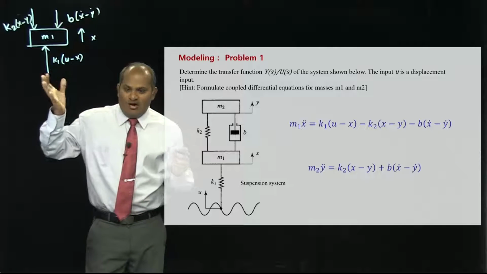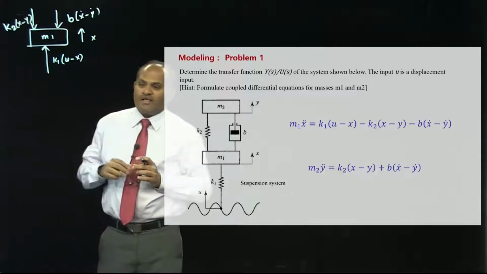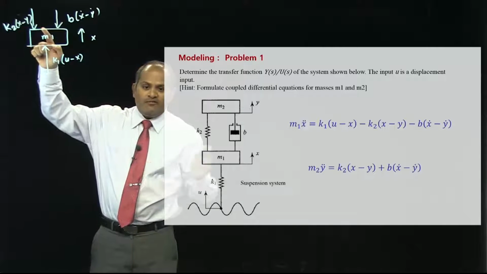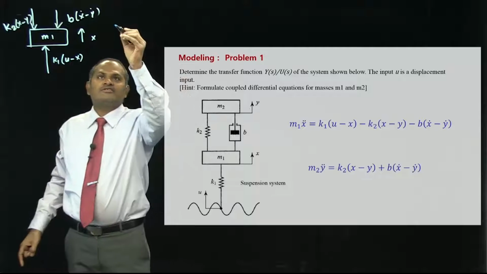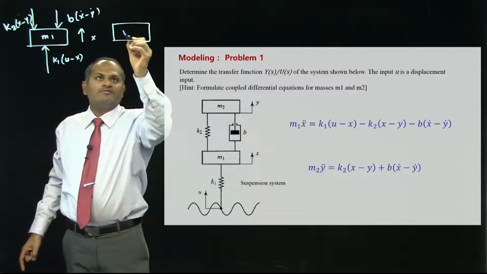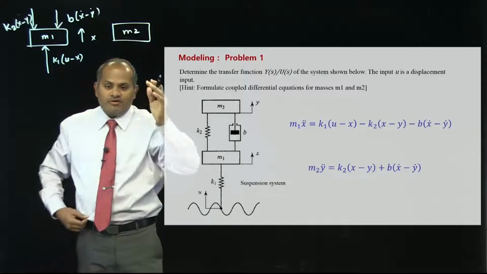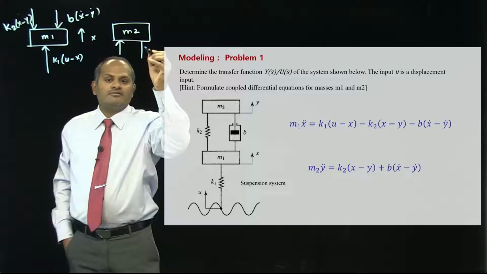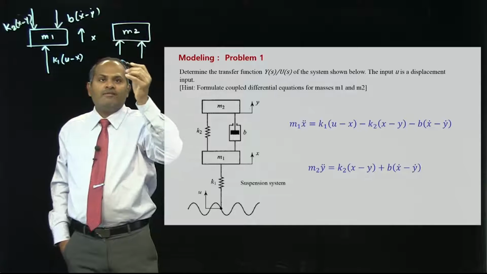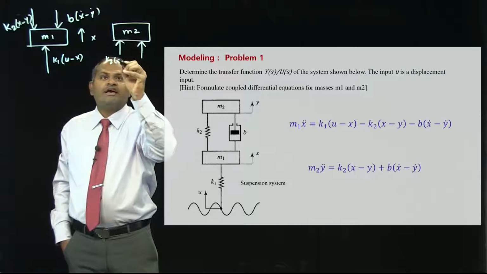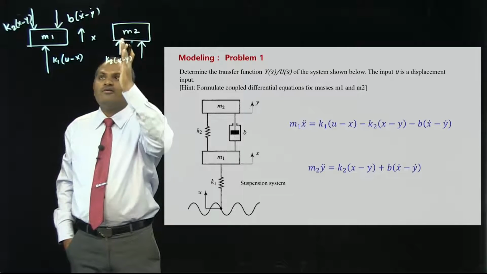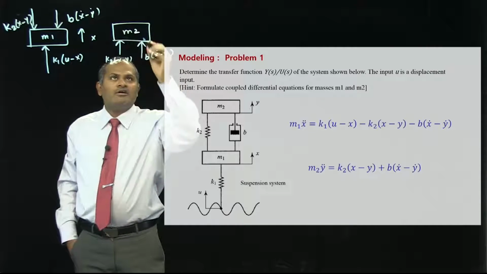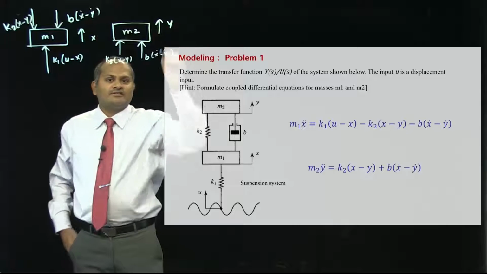So, this is for stage 1. If you understand these two stages, the direction of the forces for M2 will be in the opposite direction. If you are drawing for M2, the forces acting on M2 are very simple. There are only two forces. The forces will be k2 into x minus y, and in the opposite direction, b into x dot minus y dot, and y is in this direction.